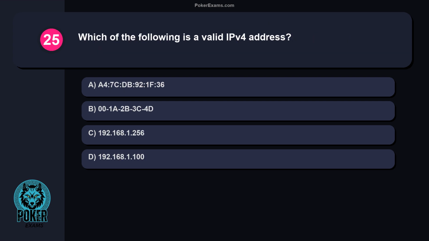Question 25. Which of the following is a valid IPv4 address? A4:7C:DB:92:1F:36, 001A2B3C40, 192.168.1.256, 192.168.1.100.